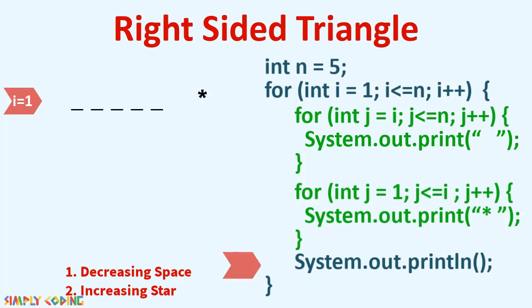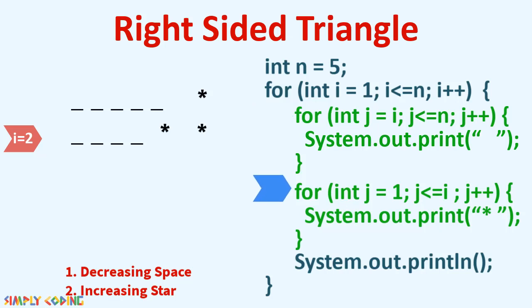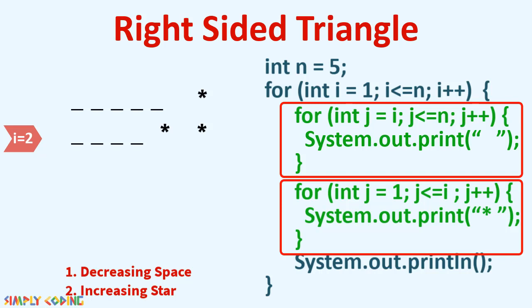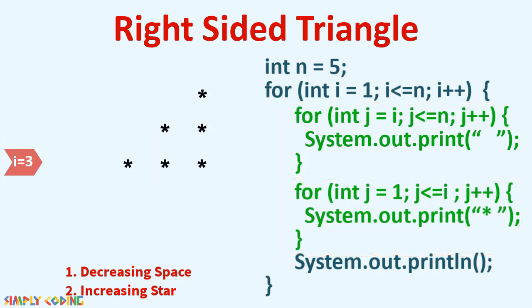Then it will go to the next row and I will become 2. Then it will print 4 spaces from the first nested loop and then 2 stars from the second nested loop. So these two nested loops are working one after the other to print all the columns we need in a row. This will go on till the entire pattern is printed. Now this is the program for this pattern.